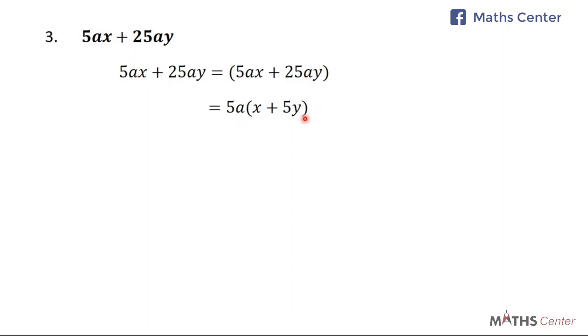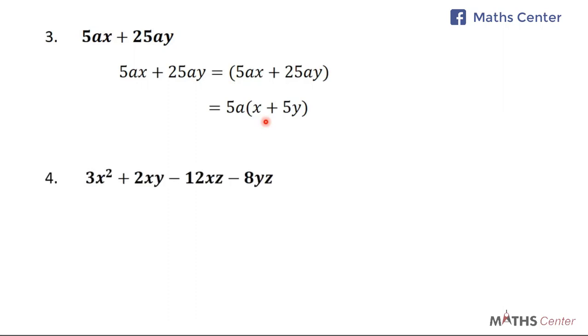Now let's try multiplying this back and see. You can see that 5a times x will give us 5ax, plus 5 times 5 will give us 25. A times y will give us ay, so you get 25ay. So whenever you do the factorization, after that, if you try expanding it, you should get the question that was given to you. Let's move on.